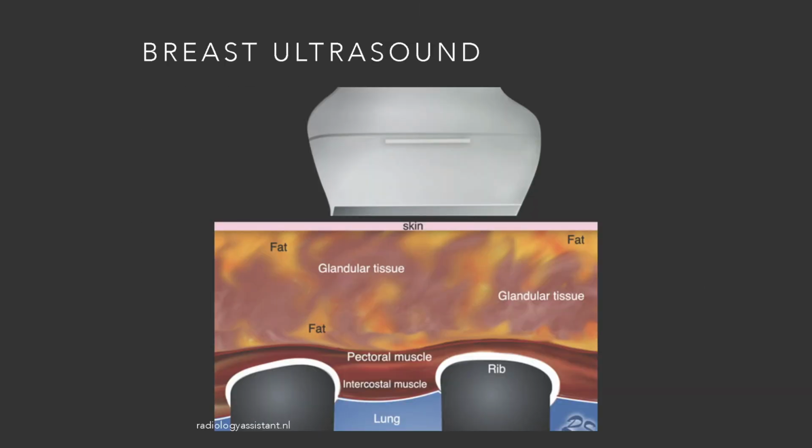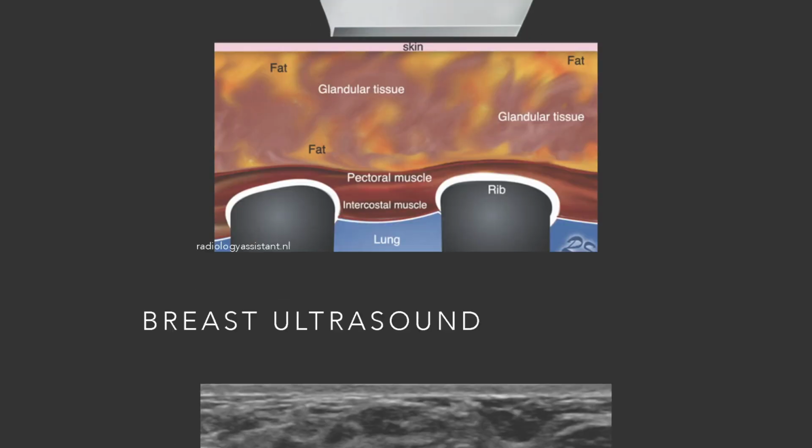So this is just showing an ultrasound probe at the top, and then all the structures that we'll see on an image. So we see the skin, we see the glandular tissue, fat, we'll see muscle beneath that, and then ribs, and sometimes we can see the lung underneath the ribs.